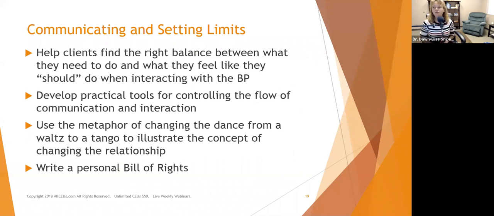Help clients find the right balance between what they need to do and what they feel like they should do when interacting with the person with borderline personality or addiction. And this gets really difficult because we'll call that person the identified patient, because I'm tired of saying the long version. The person with borderline personality or addiction, or the identified patient, is not going to react well when your client starts trying to set healthy boundaries.